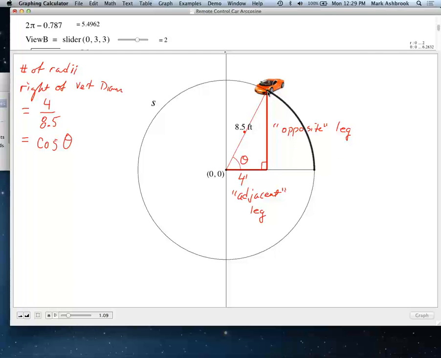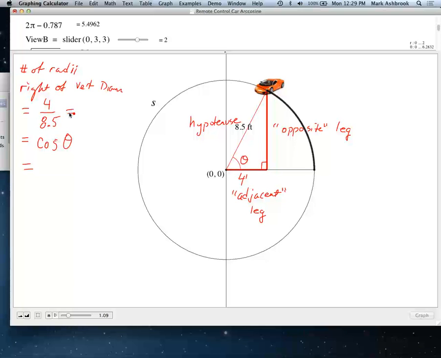And then what's this called in a right triangle? Hypotenuse. It's not a leg, it's the hypotenuse. Two legs and a hypotenuse. Okay? Two legs and a hypotenuse. So this cosine theta as the 4 over 8.5, then, as the number of radius lengths to the right of the vertical diameter, could also be written as the adjacent leg, that 4.